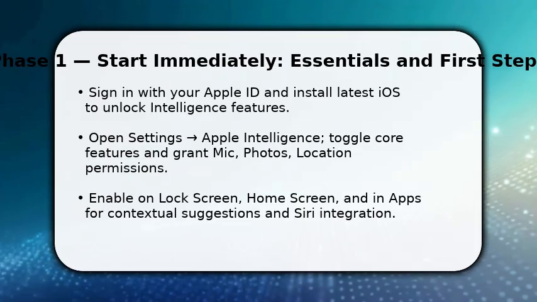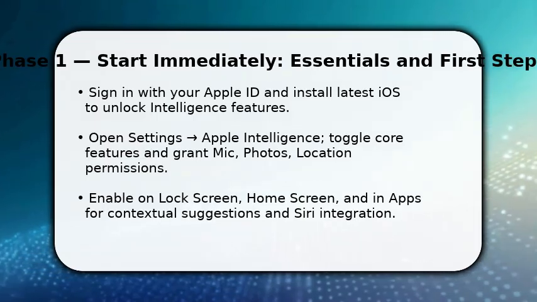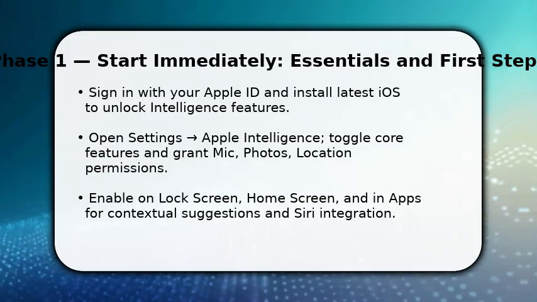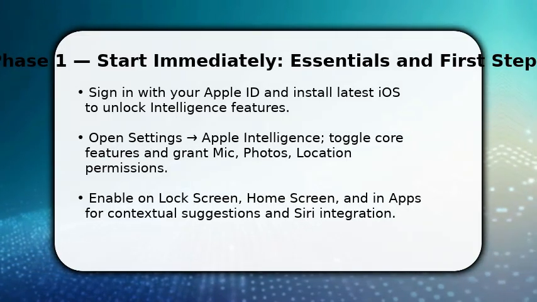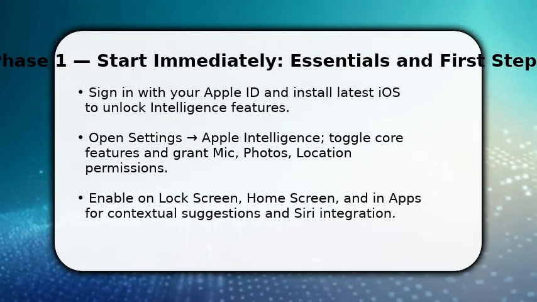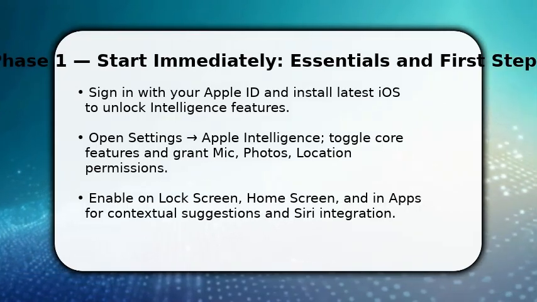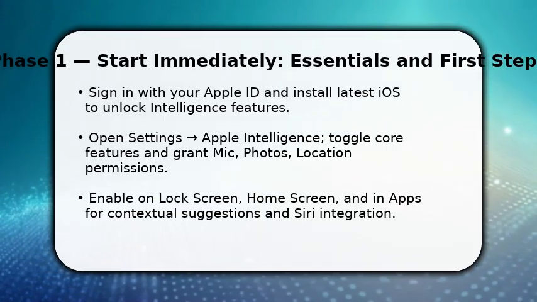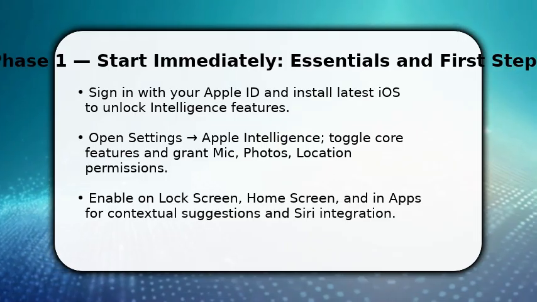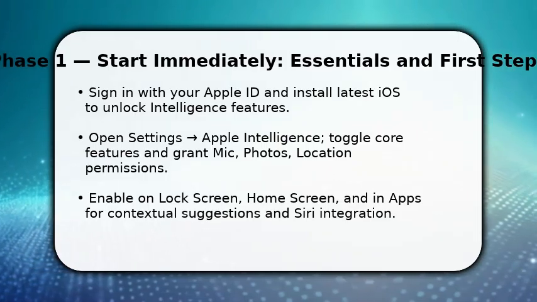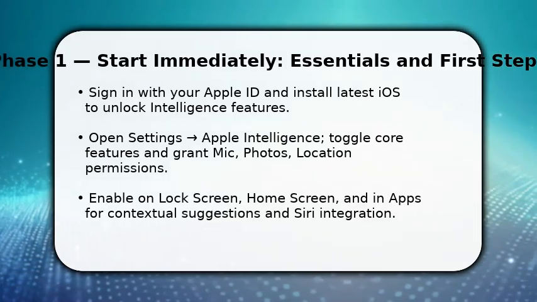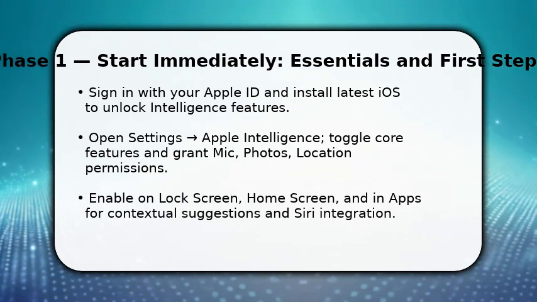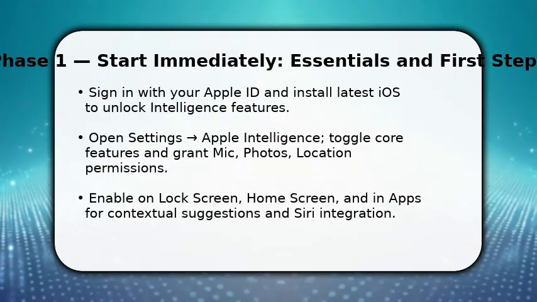You start by confirming prerequisites. Your Apple ID is signed in and the iPhone 17 runs the latest iOS. Once done, go to Settings, find Apple Intelligence, and enable the core toggles. This allows on-device processing and Siri handoff. Make sure you grant mic, photos, and location permissions so the system can read context. You enable the same feature on lock screen and home screen to surface suggestions quickly. This immediate setup ensures the assistant has the data and access it needs to act fast.